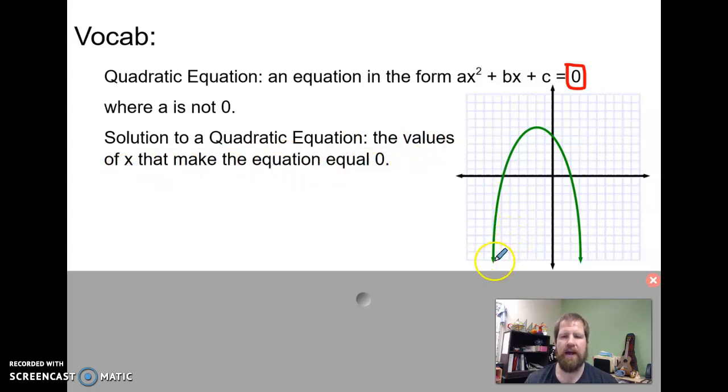Okay, and if we're looking at the function on a graph, the whole parabola shows us the function. The solution to the equation is going to be those points where our y value is 0, where they cross the x-axis. Those are going to be our solutions, okay?